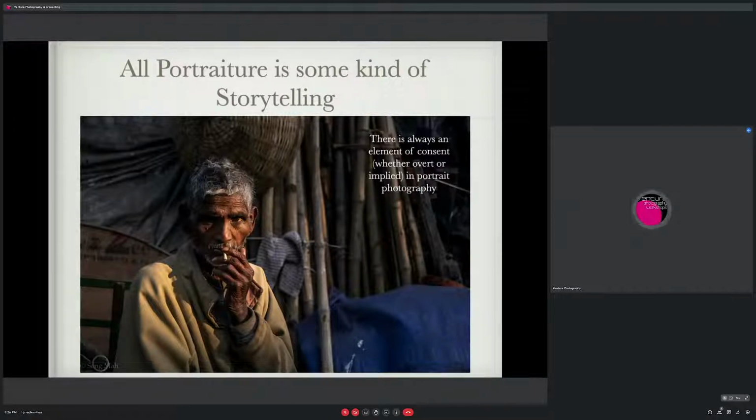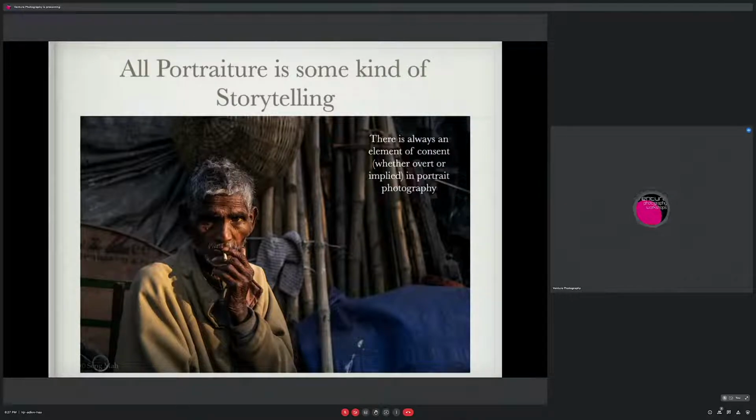I want to get some level of engagement from the person, and in order to do that, I need to always get an element of consent from that person. And consent is interesting because for me it's either overt or it's implied. So an example of overt consent would be you go up to someone on the street and say, hey, I really like the hat you're wearing and the light's really good on you. Can I take a portrait of you? And they say, yes, of course. And they stand there posing for you and you take a few frames. So that's obviously incredibly overt consent.